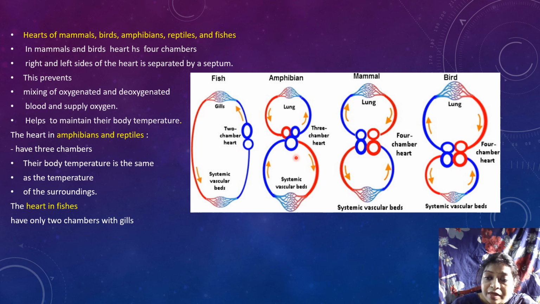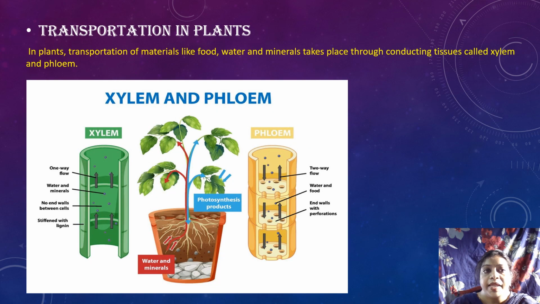So the fish heart, what does it do? It pumps the blood and supplies oxygen throughout the body. So I repeat again, the heart of the fish pumps the blood to supply oxygen throughout the body parts. So this is the mechanism of the circulatory process in fishes. Okay, the next slide will be transport in plants.